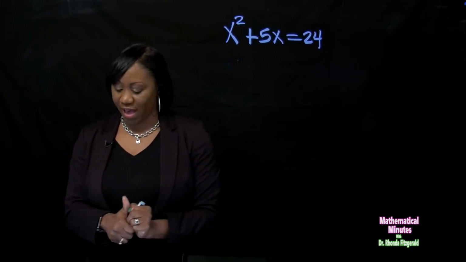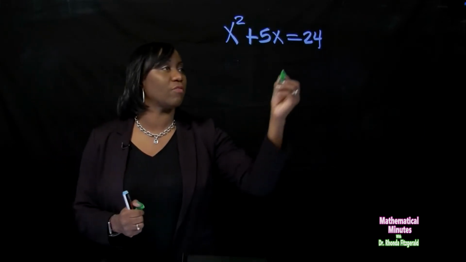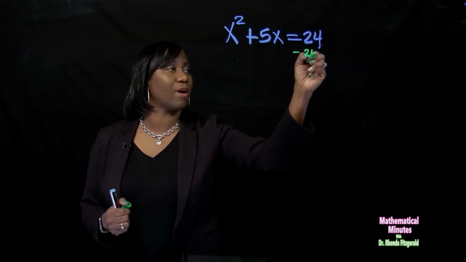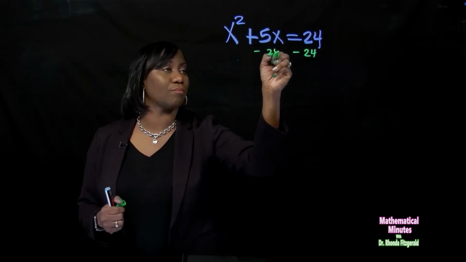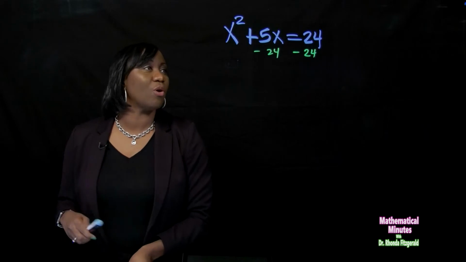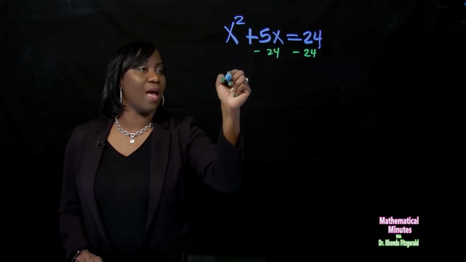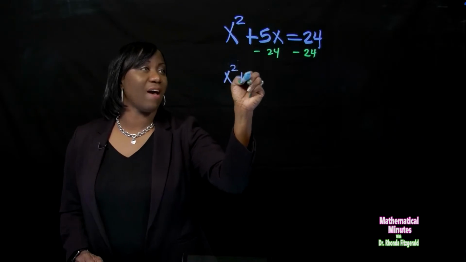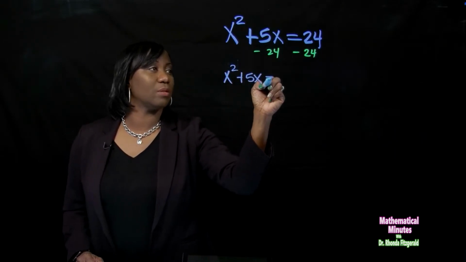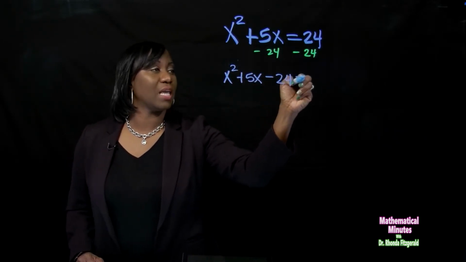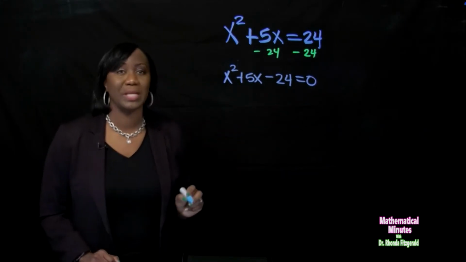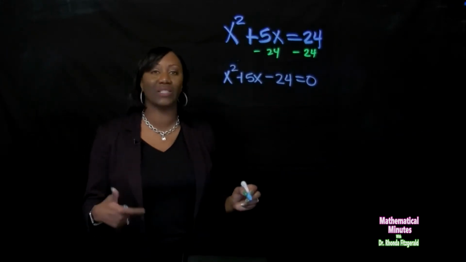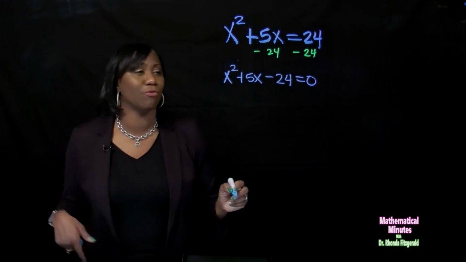So in order to do that, what we'll do is subtract over 24. Let's subtract over our 24. And when we subtract over 24, we end up with x squared plus 5x minus 24 equals 0. So now this is put in standard form, or what we like to call general notation or standard form.